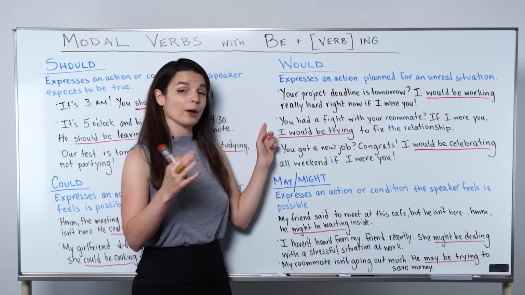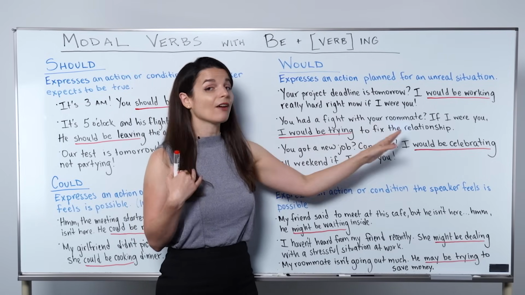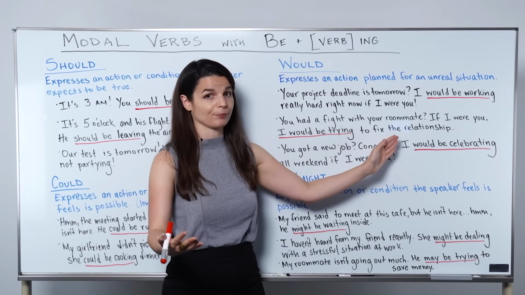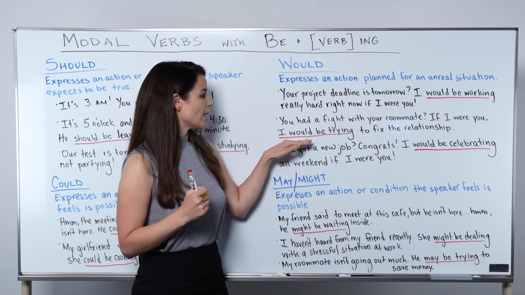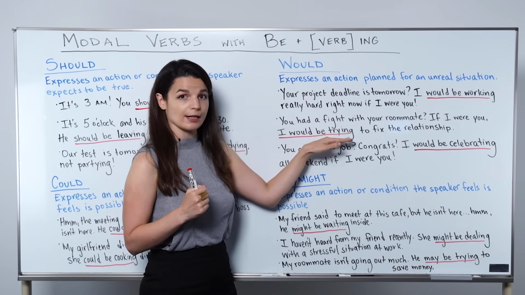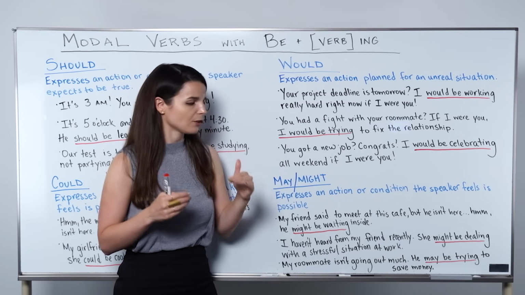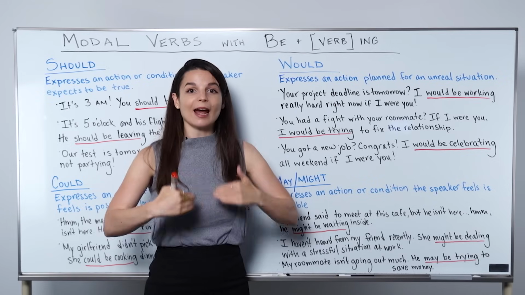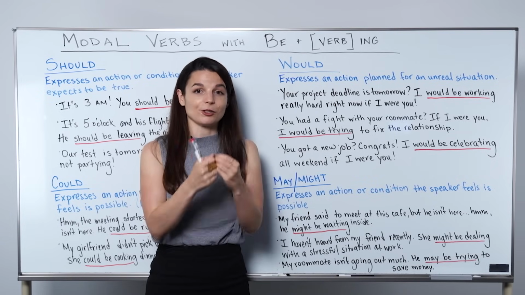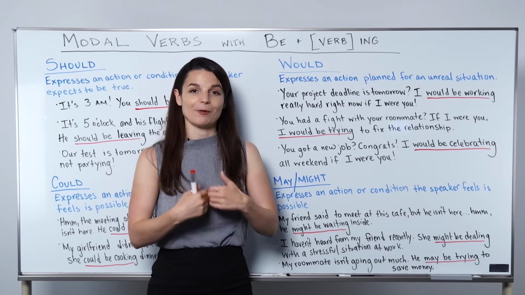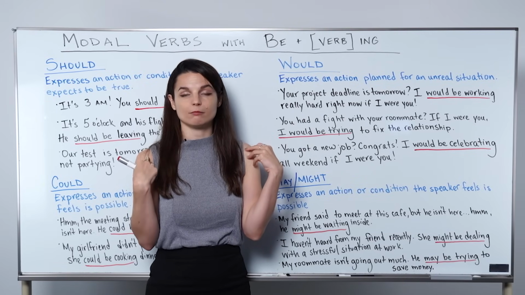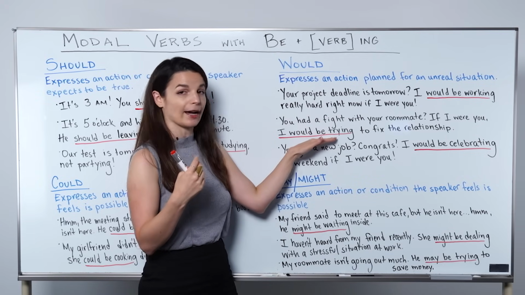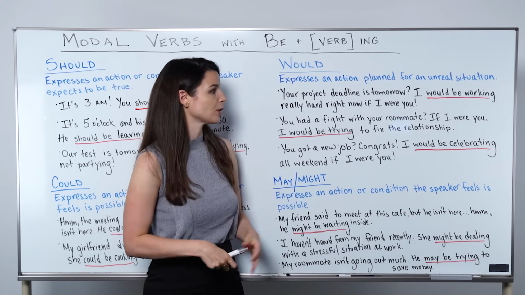So once more, you had a fight with your roommate? If I were you, I would be trying to fix the relationship. So here's our pattern. I would be trying. So that means in this moment, if I were you, my current action would be trying to fix the relationship. So again, I'm not you. I want to express this plan. If I were you, in your shoes, this would be my action. I would be trying to fix the relationship.